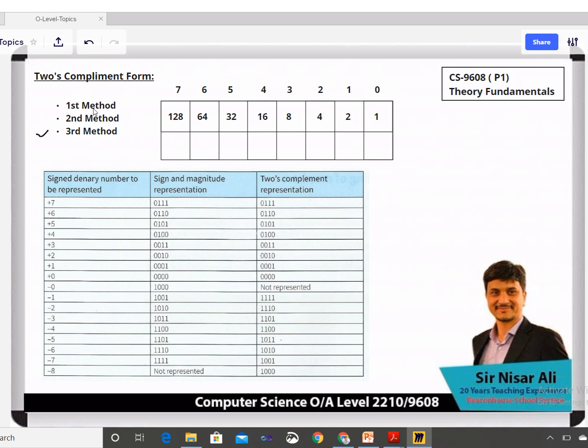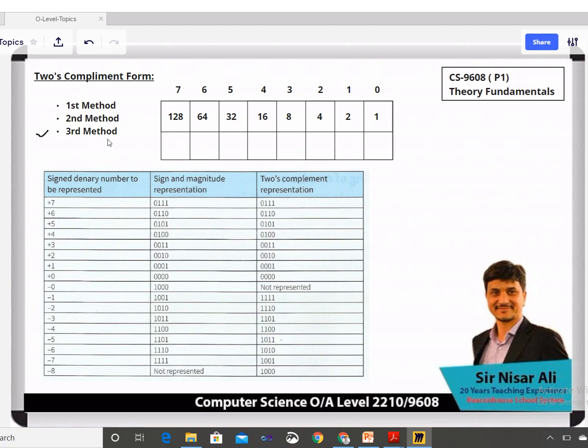And in the first method you have seen that by using the most significant bit, which is minus 128, and then subtracting or adding the positive numbers, all other digits, to reach the digit which we want to represent. And in the second method you have seen the first complement and the second complement: first you have to invert the number, and in the second you have to add 1.